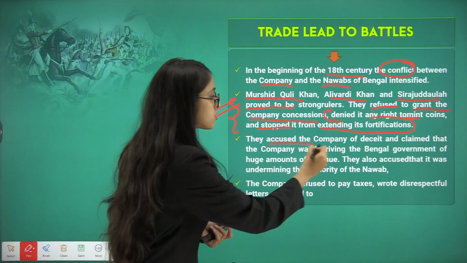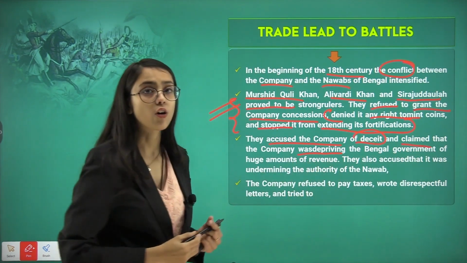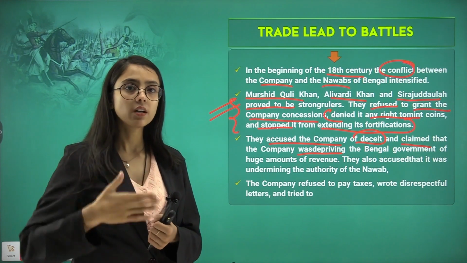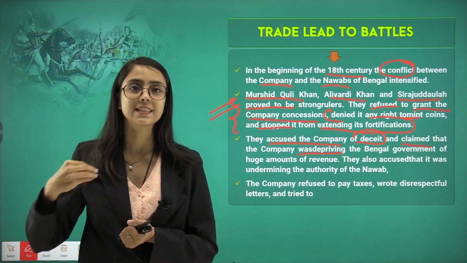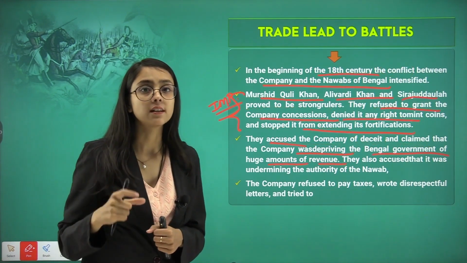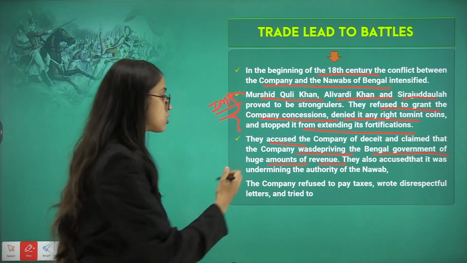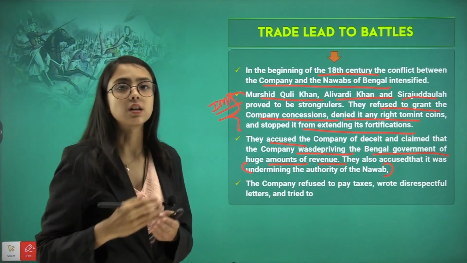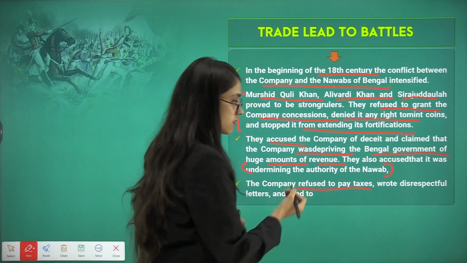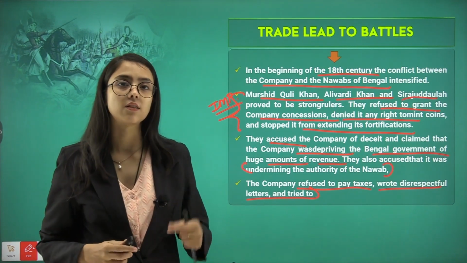They accused the company of deceit and claimed that the company was depriving Bengal of revenue. Of course, the company was not paying taxes, so the government revenue which had to go to the state was being decreased. So there was a deprivation. The Nawabs also stated that the company was undermining the authority, the power and the respect of the Nawabs in Bengal. This totally resulted in battles and conflict, and it intensified over a period of time. The company refused to pay taxes. They wrote disrespectful notes and letters and tried to completely humiliate the Nawabs.